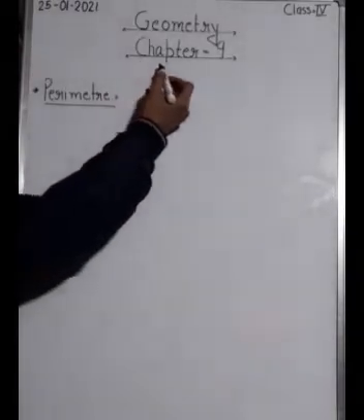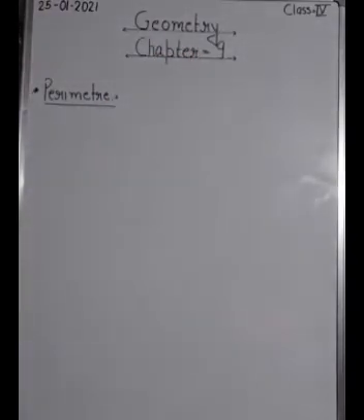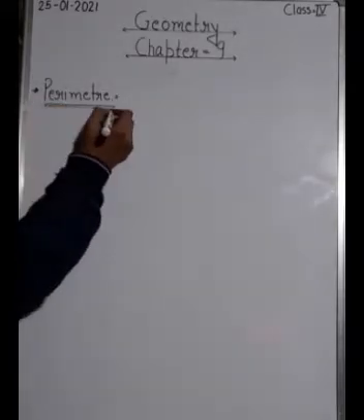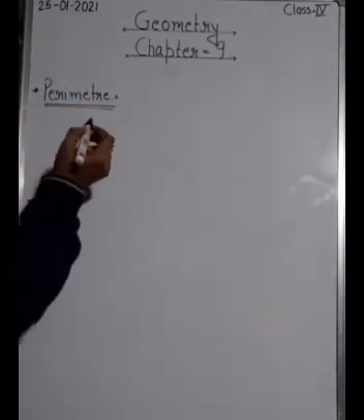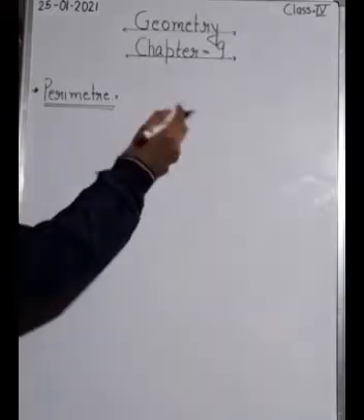Class 4, we are continuing your chapter number 9, that is your geometry. In our previous video, we have done your term perimeter. What is a perimeter? The sum of the length of the boundaries.